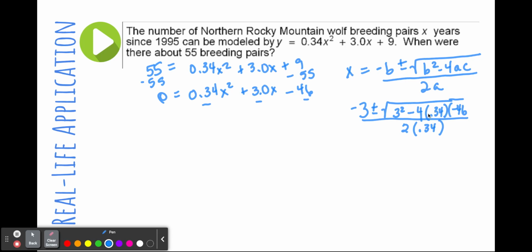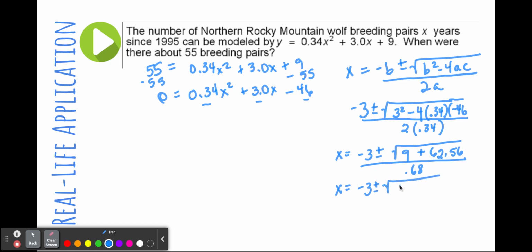Okay, let's simplify underneath this part, this 4ac, so we get x equal negative 3 plus or minus the square root of 9, and this becomes positive, and I have 62 and 56 hundredths. All that is going to be over 68 hundredths. Okay, let's add these together. So negative 3 plus or minus the square root of 71 and 56 hundredths all over 68 hundredths.